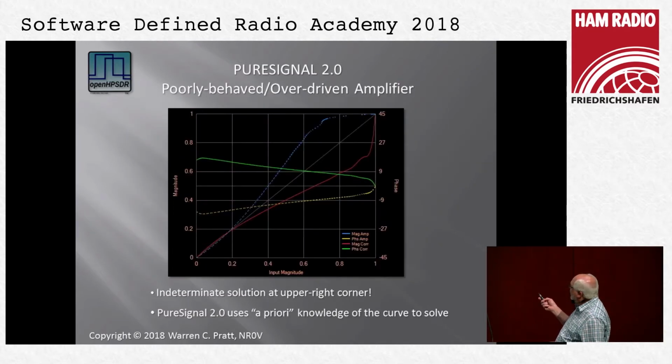to calculate this correction curve, what we're trying to find is what input value produces each output value. But if this curve is flat at the top, there are many input values that produce the same output value, and the equations can't really be solved. So to get around this problem, Pure Signal 2 uses a priori knowledge of what that correction curve is supposed to look like. It knows what it's supposed to look like, and when there's an inconsistency, when there's something that's indeterminate, it uses its knowledge of what the curve should look like to fill in the missing information.